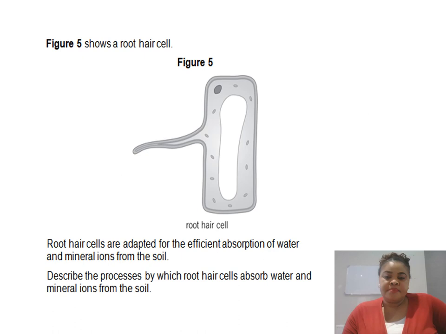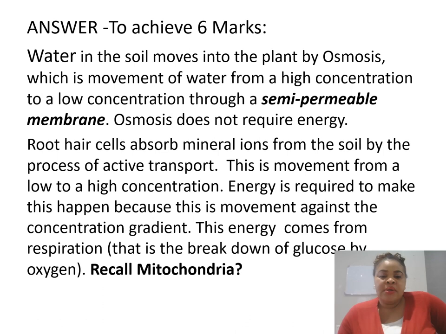Again, root hair cells are adapted for the efficient absorption of water and mineral ions from the soil. Describe the processes by which they absorb water and mineral ions from the soil. Now, this is asking about osmosis and active transport. So you need to explain semi-permeable membrane, and at the end, recall mitochondria. If you go through this slide and explain it like that, you'll be able to get 6 marks. If it's asked as a 6-mark question, I found it on one of the papers or end of unit test, I think.